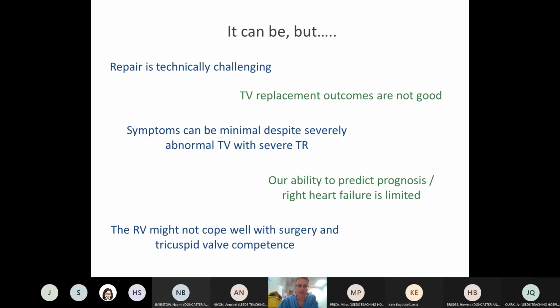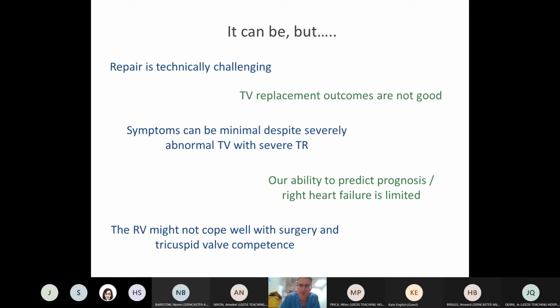Tricuspid valve replacement is potentially an option, and you've seen one case already in which we've done that. The concern about tricuspid valve replacement is that in some patients, replaced tricuspid valves don't last very long. Sometimes they really don't last very long, and they can fail quite quickly. So you try to avoid replacing the tricuspid valve if you can.